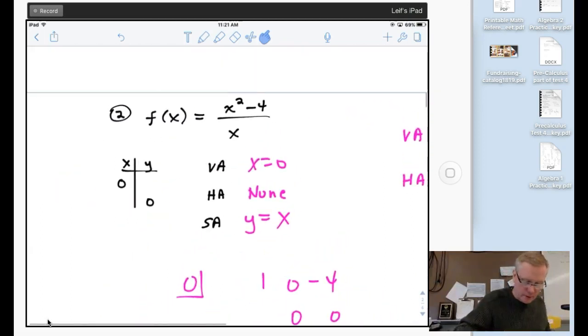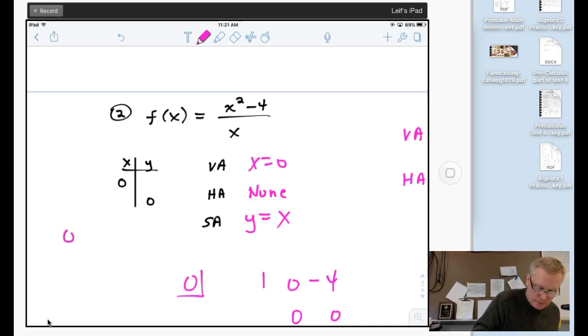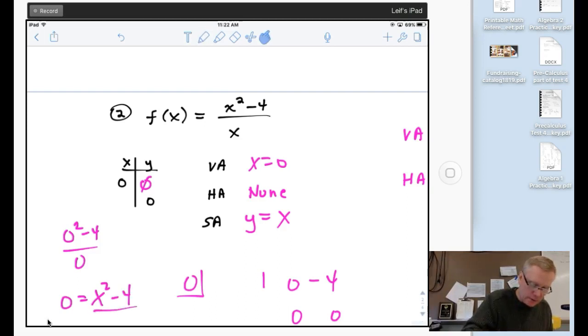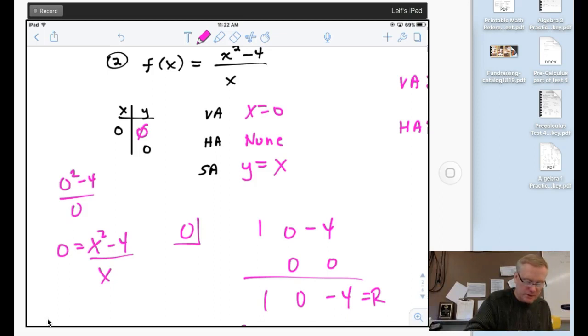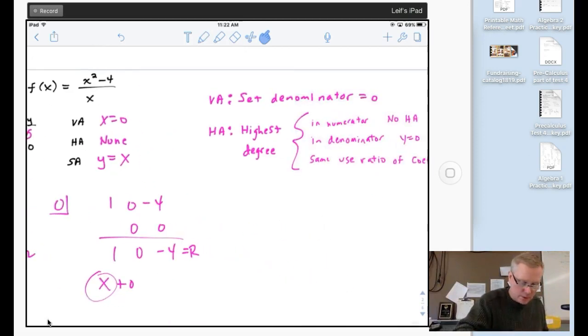Okay, so I got to fill in a couple of these. If I plug in 0 for x, I get 0 squared minus 4 over 0, so that's undefined. And if I plug in 0 for the y, or the f of x, I'm worried about the numerator. Remember, I talked about this in class some. If you're trying to set that fraction equal to 0, really the only thing I'm worried about is the numerator, okay? So if I add 4 to both sides, take the square root, I get x equals plus or minus 2. So those are my x-intercepts.